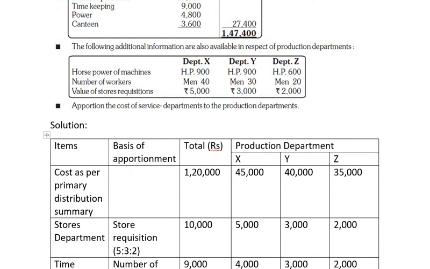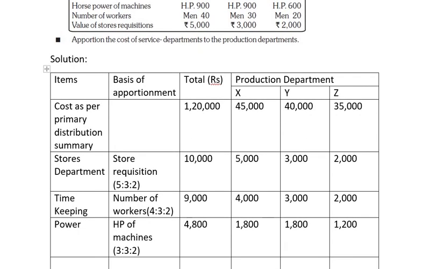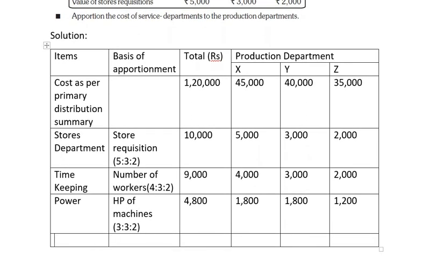Next comes canteen. Canteen is given to be 3,600. So let's divide the canteen part. So canteen amount is given to be 3,600. So canteen means meal, and meal is being provided to the workers. So it will be divided as per number of workers.